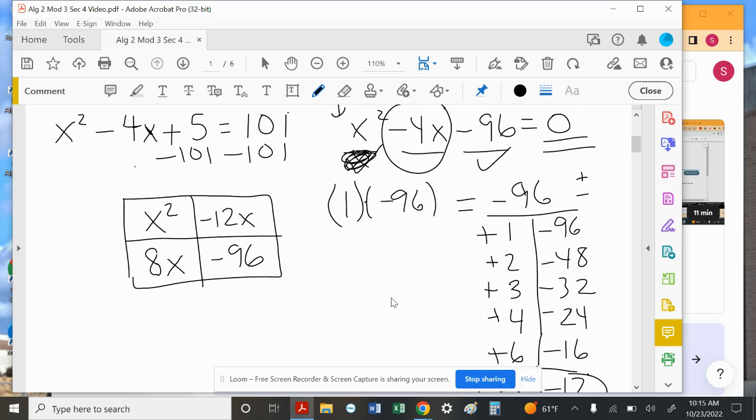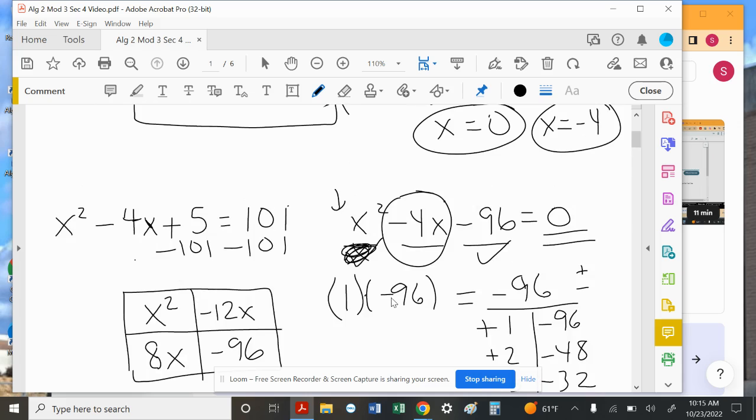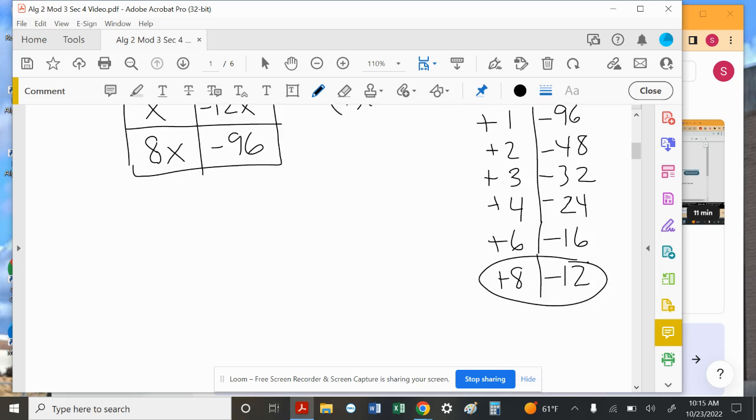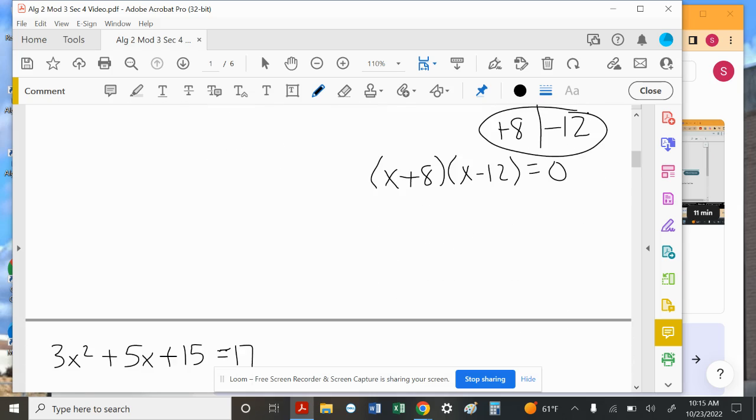And now I've got them in the box method. However, because there's a 1 in front, because remember there's an implied 1 there, this is actually just the answer right away. So from this point, I could just have solved it. x plus 8, x minus 12 equals 0. Anytime I have something equal to 0, I set each one equal to 0. The only time I can do this is if the whole thing is equal to 0. That's why we always make this side equal to 0.